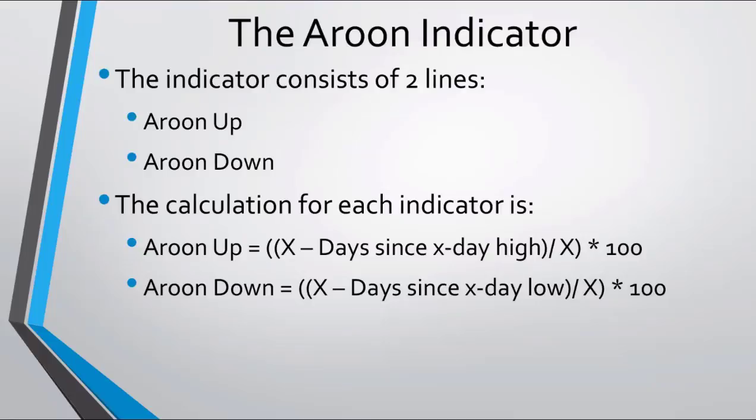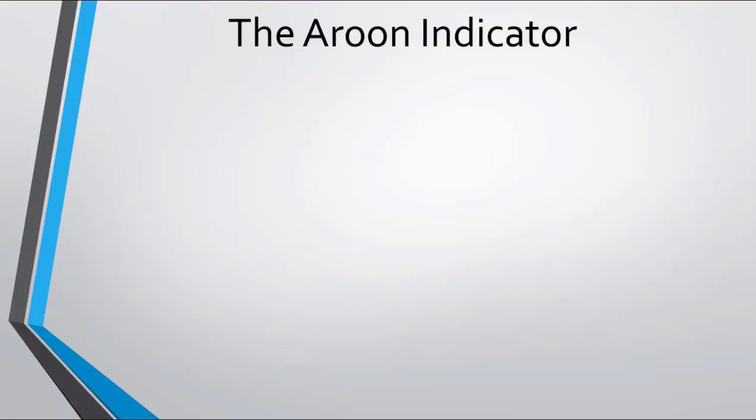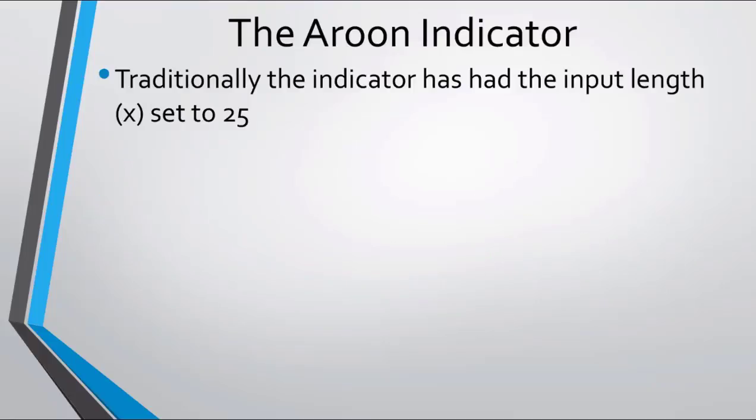Now keep in mind also that this 14-day or 14-bar window, if you're using it on an intraday chart, is a rolling window. So as you produce a new bar, it analyzes the last 14 or the last 25. Why do I say 25? Traditionally, the indicator has had the input length set to 25, even though most charting platforms set it to 14 as a default. If you are going to play with this, I'd recommend setting it to a longer value like 25 to start with.